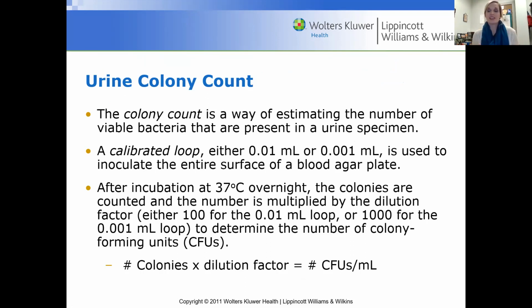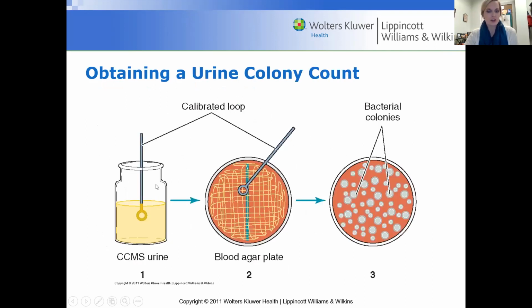So that helps us to see, just based on that sample, how many bacteria are present within this person's urine. A calibrated loop is an instrument that's used, you don't have to know the size of it, to inoculate the entire surface of a blood agar plate. And I'm going to show you a picture right here. So this is what happens.